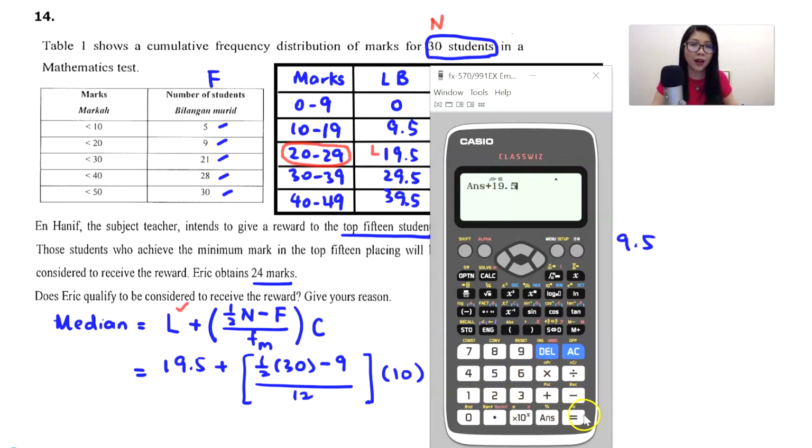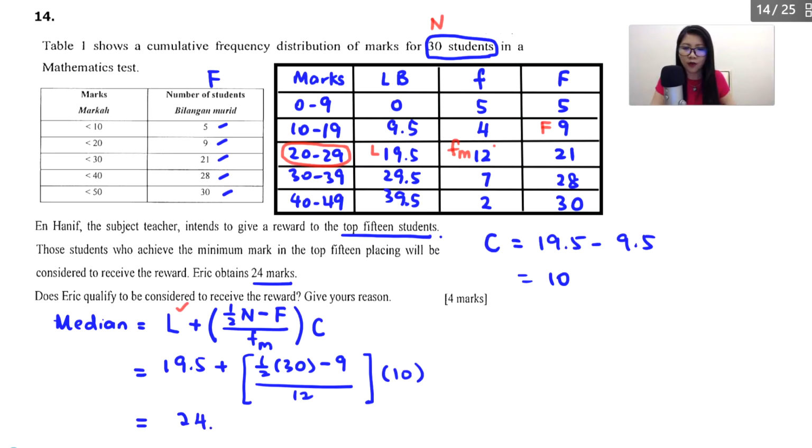Okay, let's see whether Eric qualified to get the reward or not. If it's more than the median, then he will get a reward. Because Eric got 24 marks, we want to change it to a decimal, which is 24.5. So Eric got less than 24.5, which means that Eric does not qualify to get the reward. So the answer is 24.5 marks.